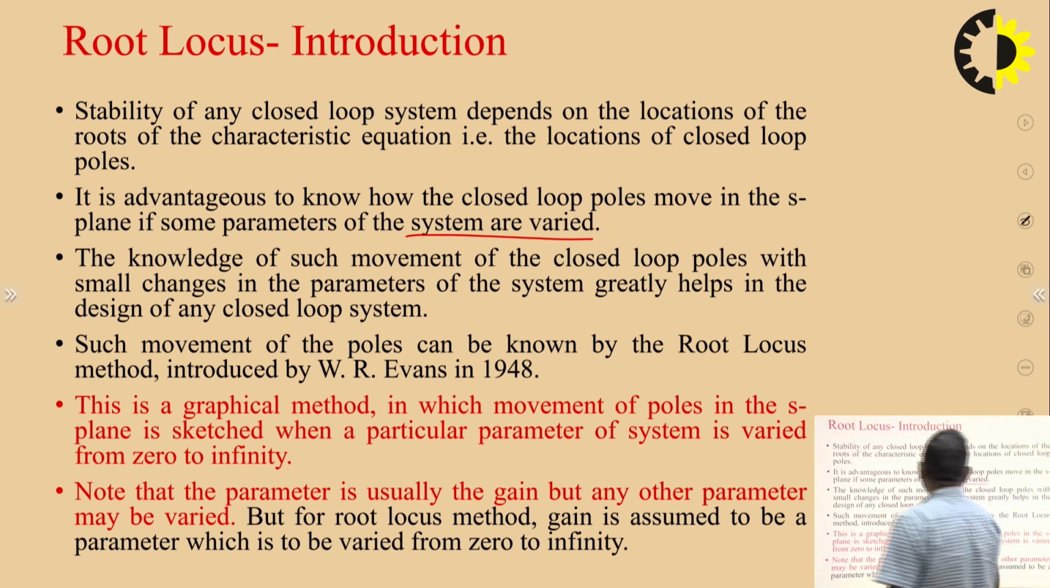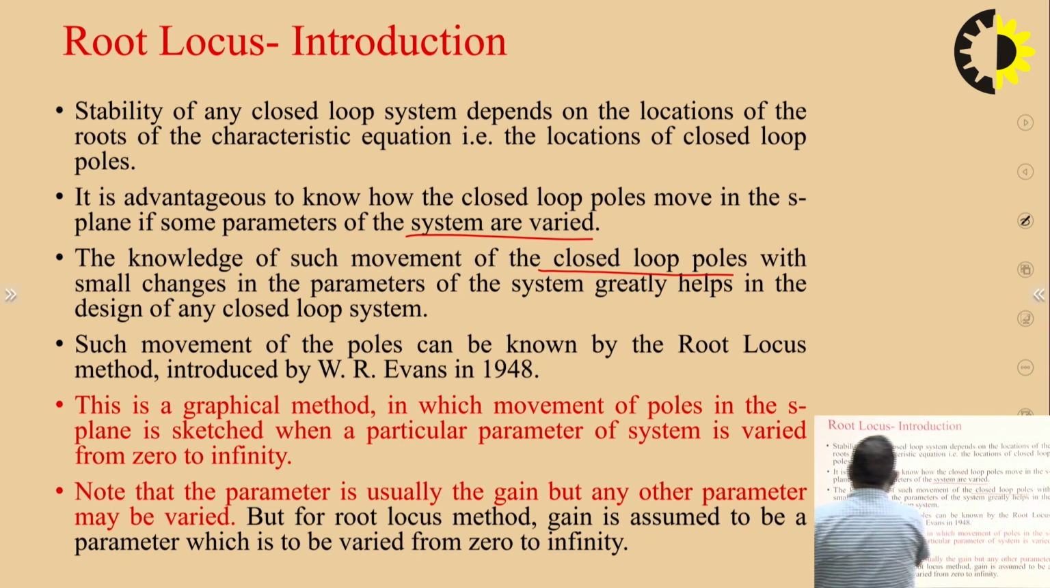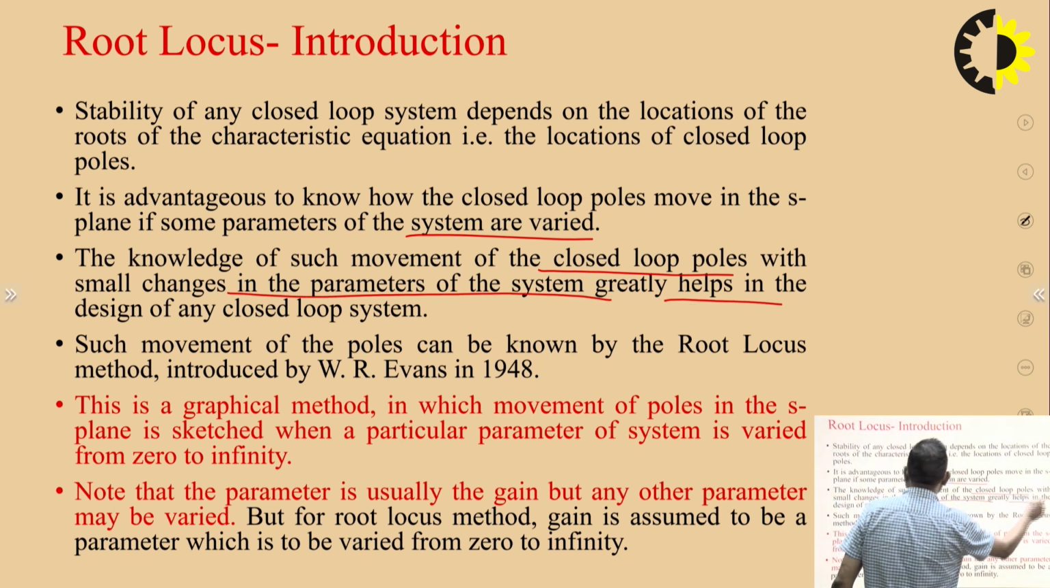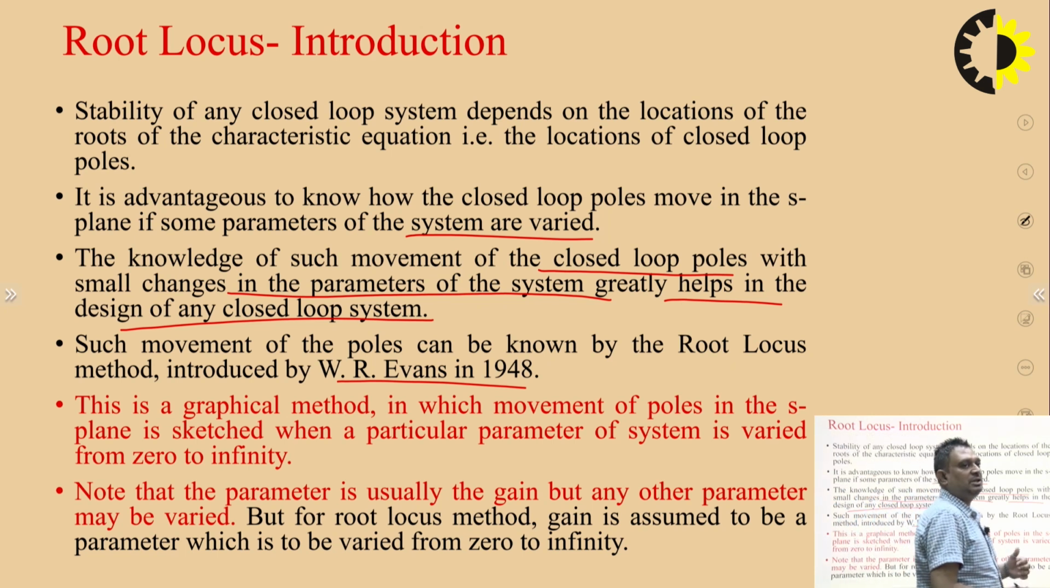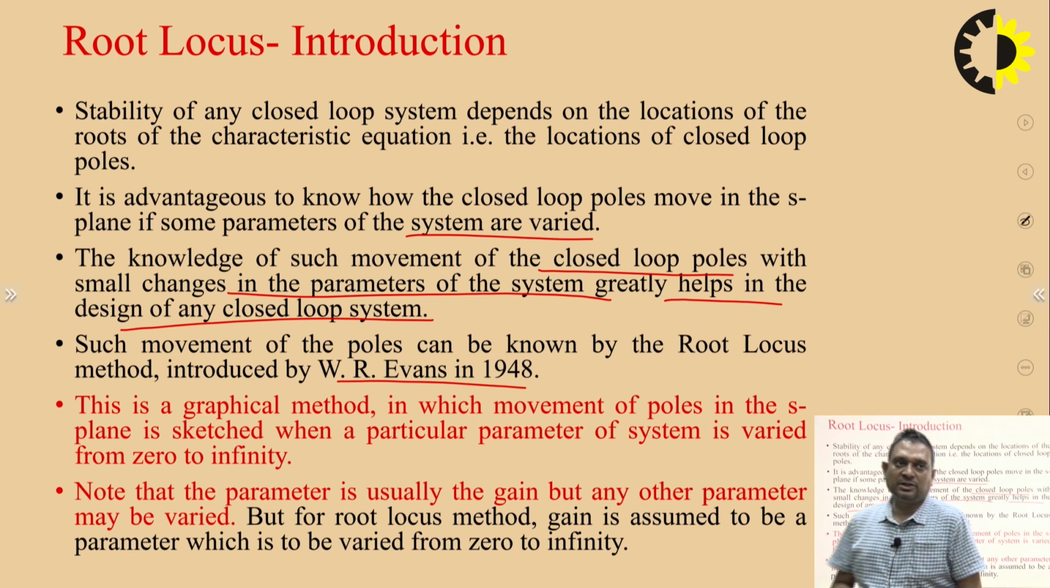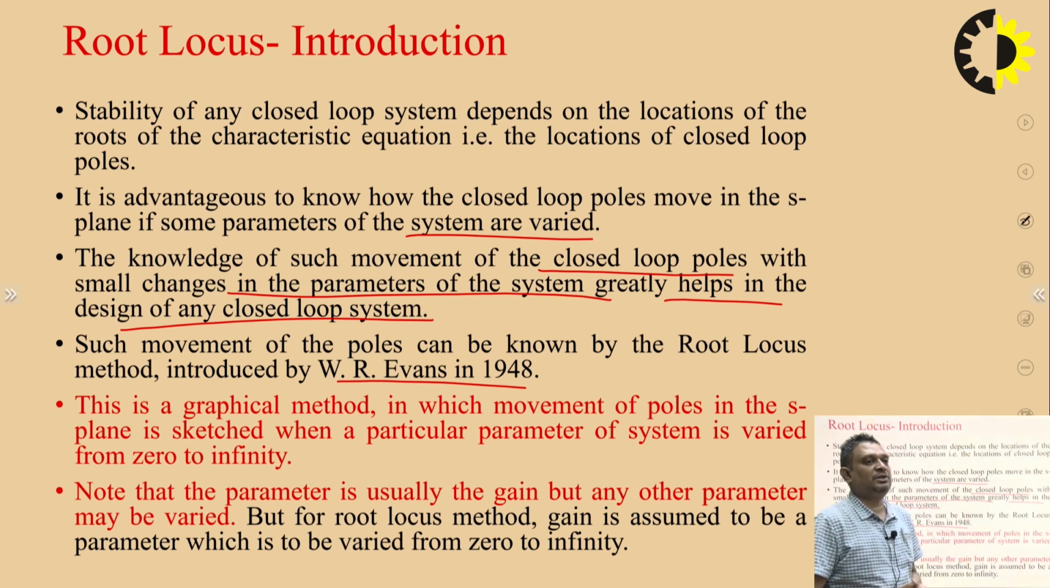The knowledge of such movement of the closed loop poles with small changes in the parameters of the system greatly helps in the design of any closed loop system. Such movement of the poles can be known by the root locus method introduced by W.R. Evans in 1948. When we change the parameter, the roots start moving, and this movement of roots was first noted by W.R. Evans, and hence it is known as the root locus method.